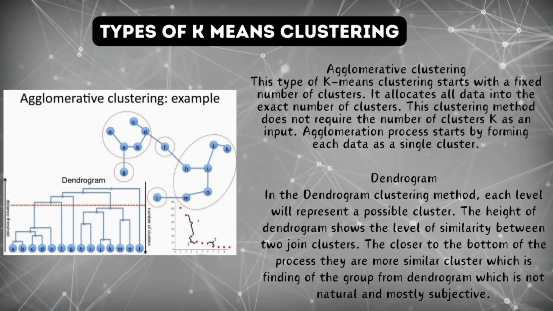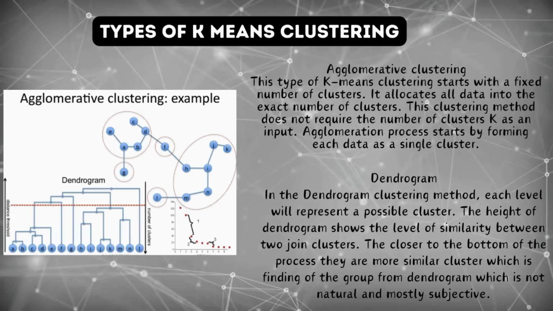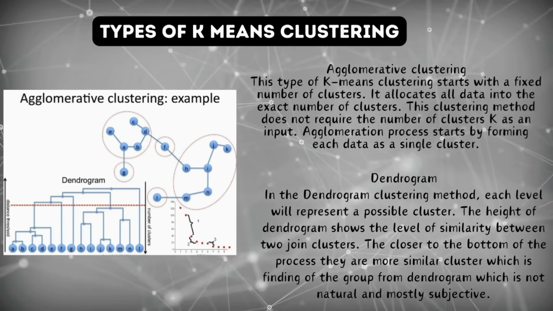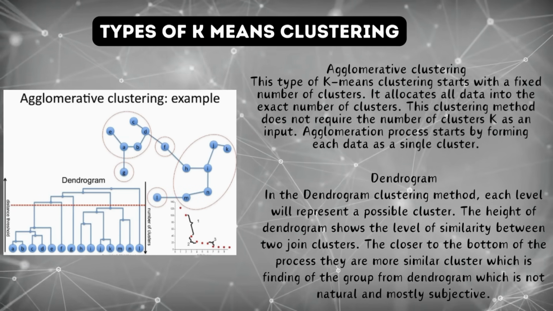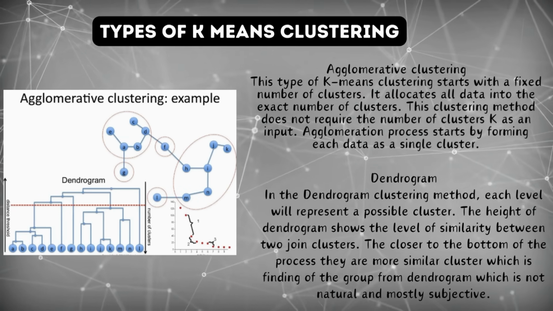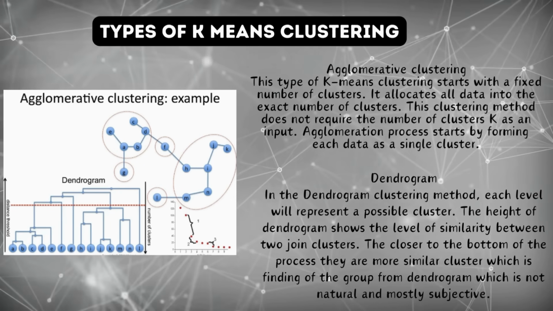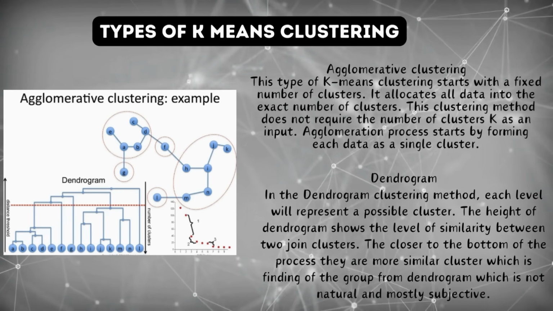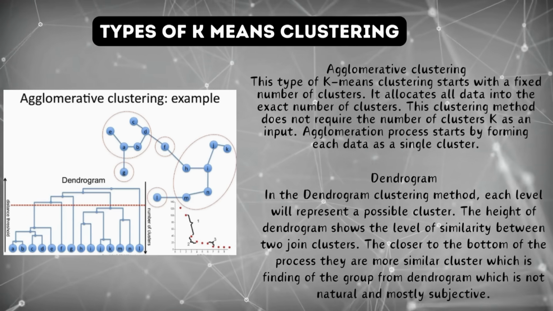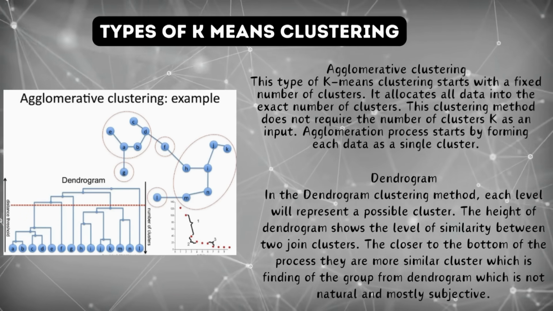Agglomerative clustering. This type of k-means clustering starts with a fixed number of clusters. It allocates all data into the exact number of clusters. This clustering method does not require the number of clusters k as an input. The agglomeration process starts by forming each data point as a single cluster.